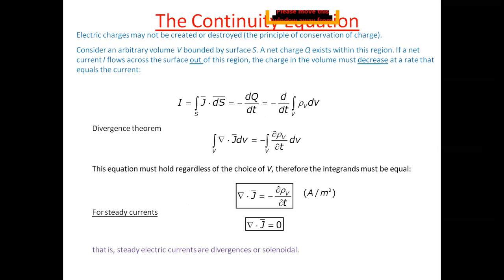Here are the continuity equations. Electric charges may not be created or destroyed, according to the principle of conservation of charge. Now we will consider an arbitrary volume bounded by a surface. A net charge Q exists within this region if a net current I flows across the surface out of this region. The charge in the volume must decrease at a rate that equals the current.